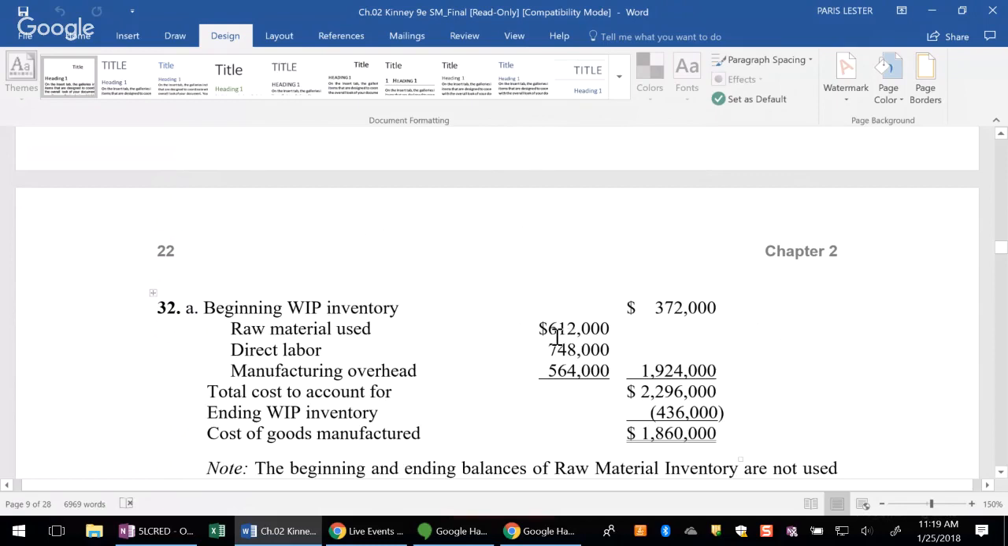Yeah, materials, labor, and overhead. So your total cost to be accounted for, I call this manufacturing cost, is 2,296,000. Now you do need beginning and ending inventory for the whole statement. So that's beginning work in process 372 and subtract out ending work in process 436. Your final answer is $1,860,000.